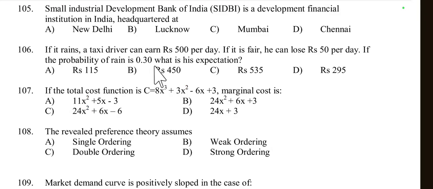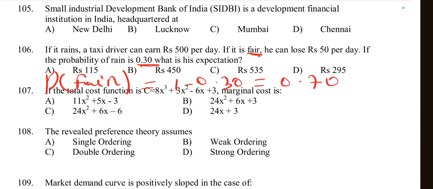So the probability of rain is 0.3. So the probability of fair weather is equal to 1 minus 0.30, which is equal to 0.70. So that is the probability of fair weather. Now the expected value, or expectation, is calculated.